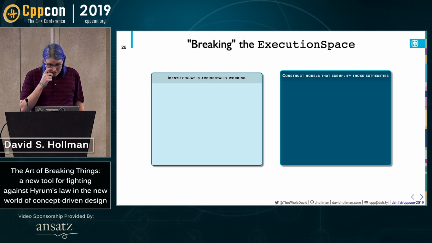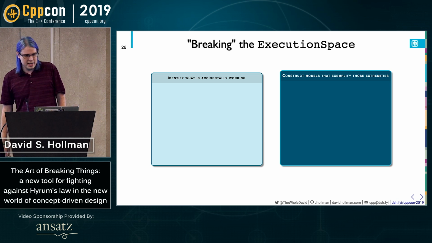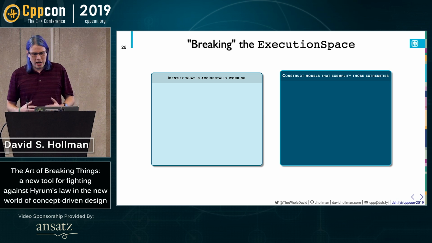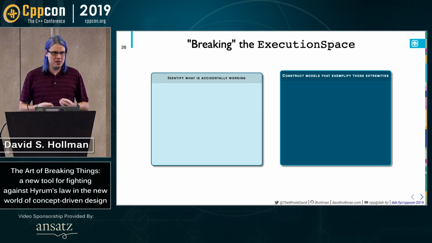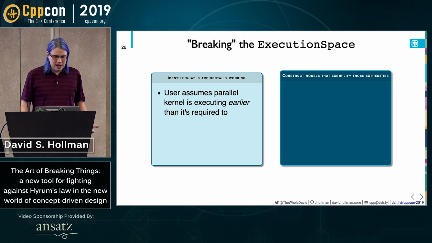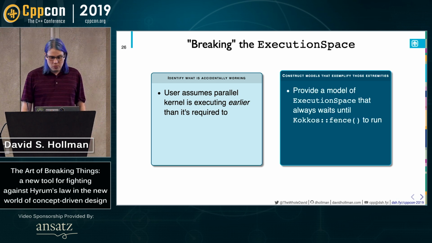So let's talk about this real world use case. How should we break the execution space so that the code breaks before they go to the more complicated model of the concept? So there's a couple of assumptions the user could be making. The more common one is that the user is assuming the parallel kernel is executing earlier or finishing earlier than it's required to. And this is, again, largely because both the serial and OpenMP memory spaces run all of the kernel in a blocking manner. And so logically, we should probably provide some model of CPU execution space that waits until the Kokkos fence is called to run anything.